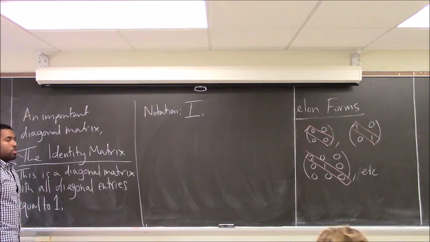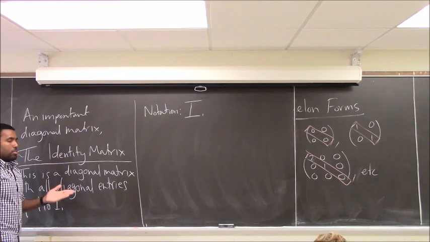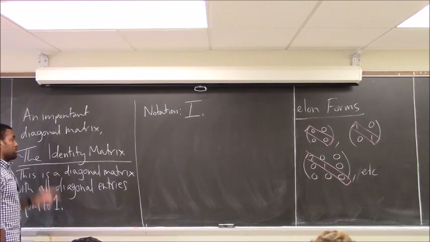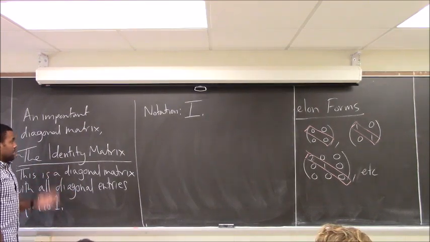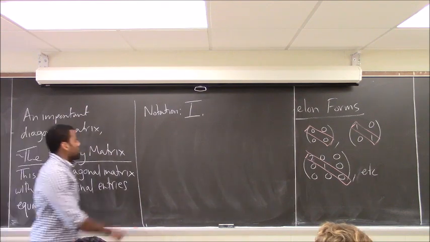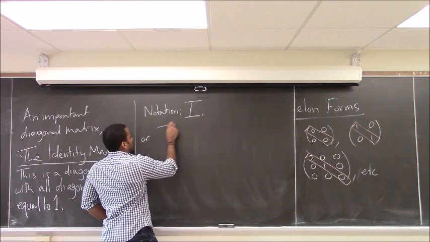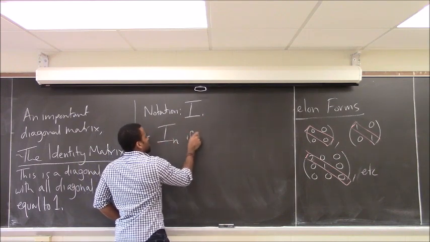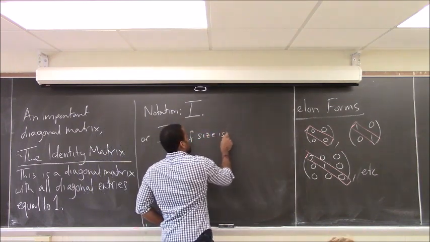I put I in a problem and students think that's the inverse. You'll never need an inverse. Capital I always means this guy. He's very important. And we reserve the letter I to refer to this guy. He's that important. Or we might write I sub n if size isn't obvious.